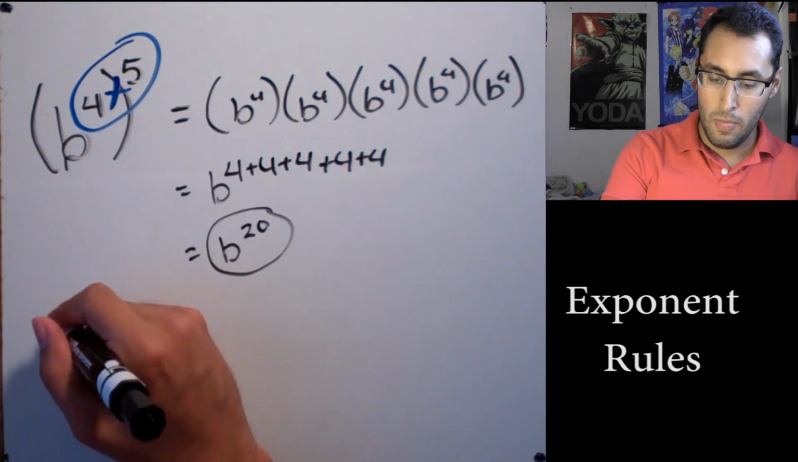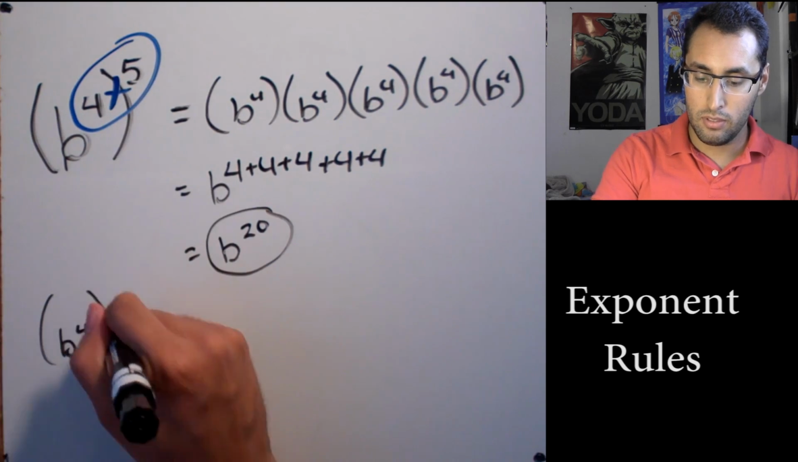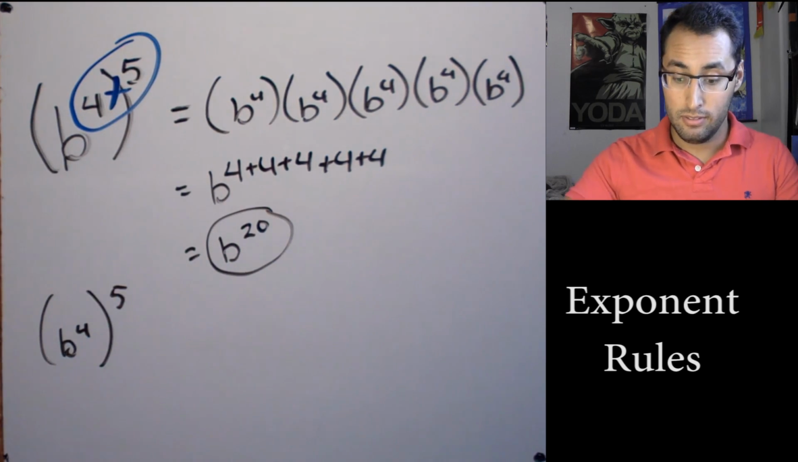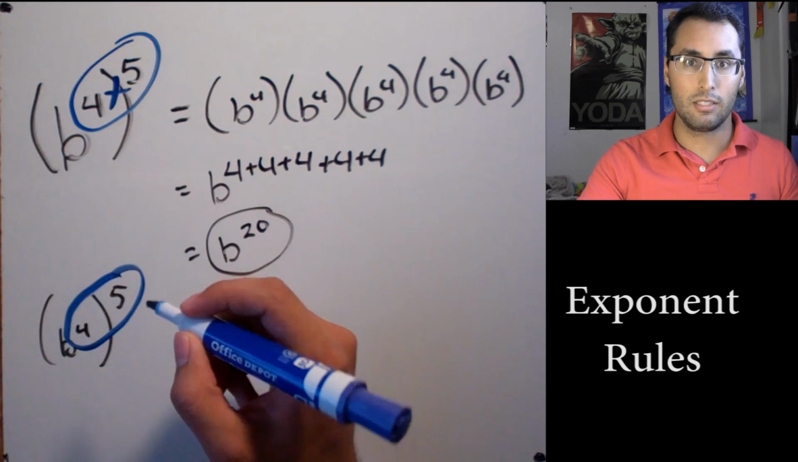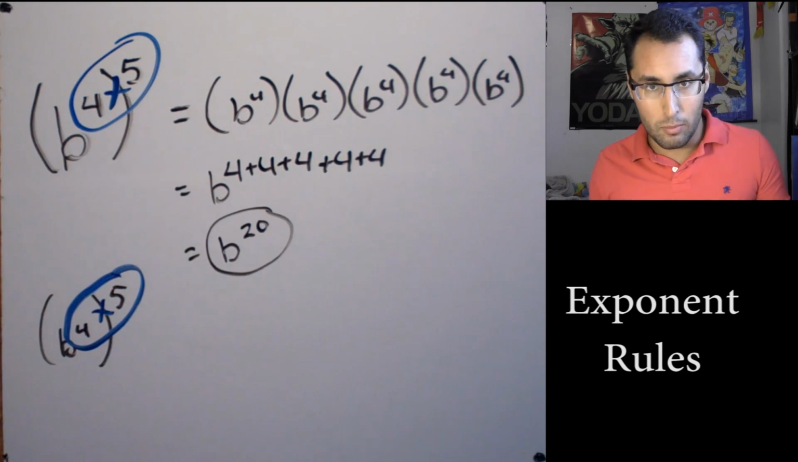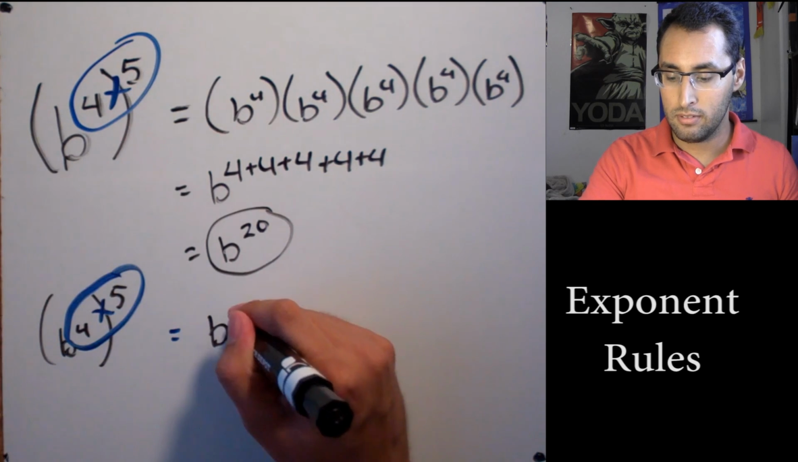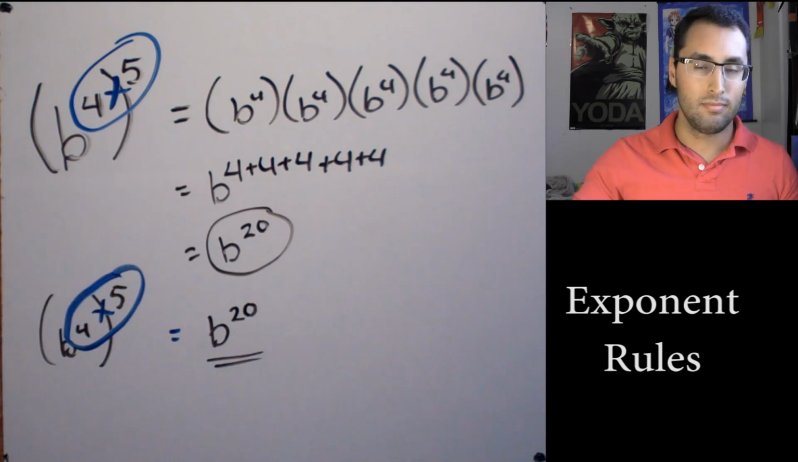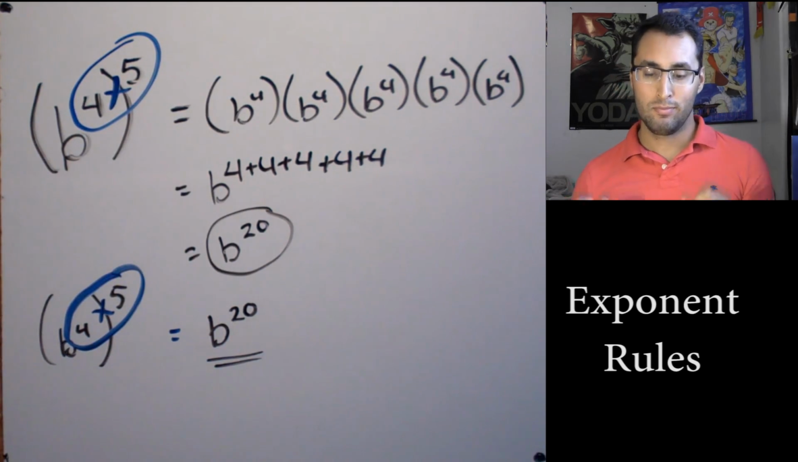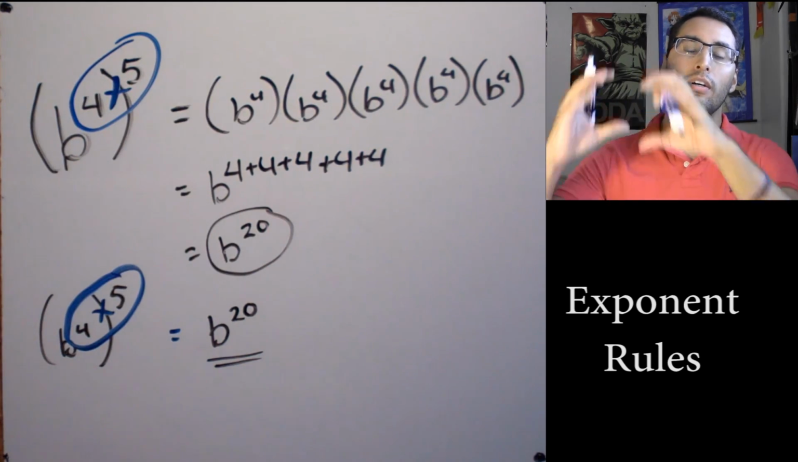So, when I write b to the 4th raised to the 5th power, what I like to do is circle them, and put an x in between, so I know that I'm multiplying. So this is going to be b to the 20th power. That's what we get. Easy as that. So this is for power of powers.